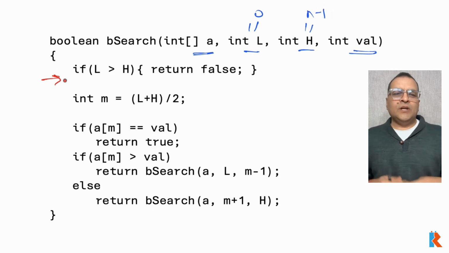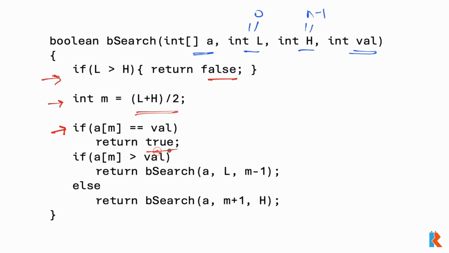The first condition is to terminate the recursion. When low becomes greater than high, it means that we have traversed the entire array and we have not found the value. In that situation, we will return false. Otherwise, we will find the middle element, which is at low plus high by 2. I understand that this can be further optimized because the intermediate value of low plus high by 2 can go out of the bound. But we are not considering those optimizations because in this course, we are focusing only on the recurrences. So we find the middle element and there are three possibilities. First possibility is if the middle element is equal to value, we return true from here itself.